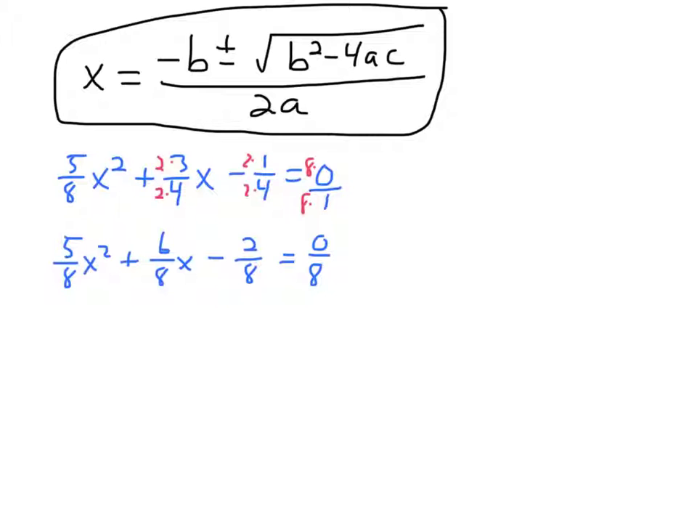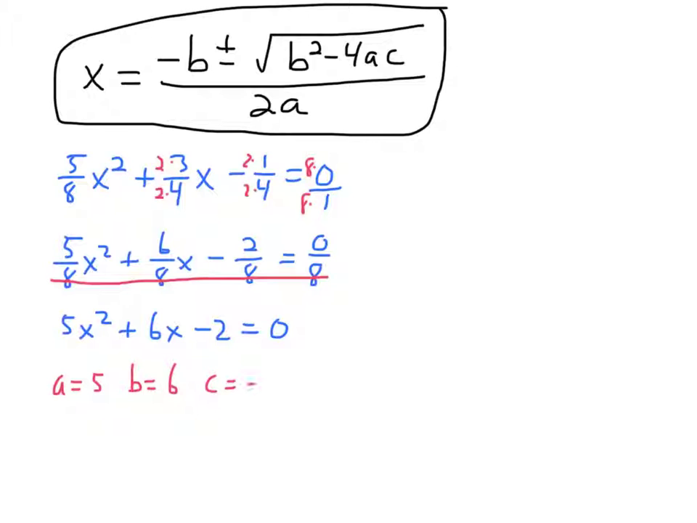effectively just going to wipe out all the 8's. And you'll just have 5x squared plus 6x minus 2 equals 0. Then you could just determine your a, b, and c from there. So a would be 5, b would be 6, c would be negative 2. And you'd continue on plugging those into the quadratic formula.